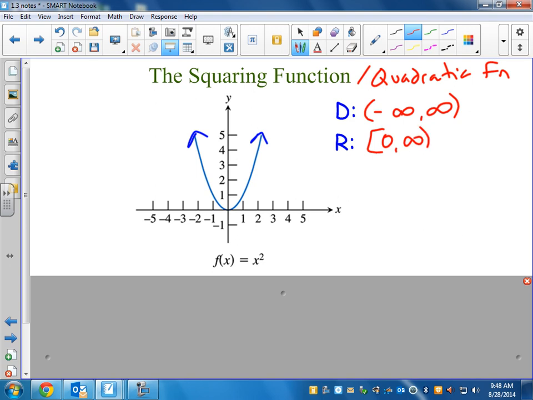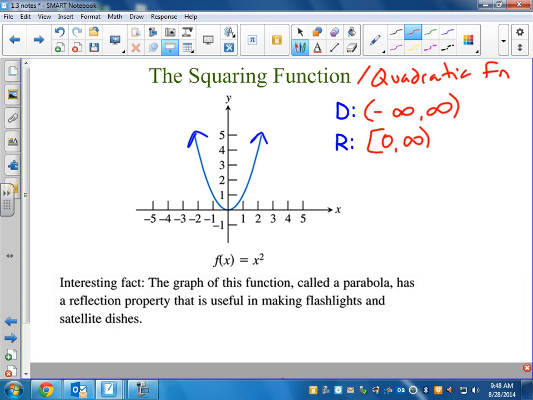And on a quadratic, the range will always be restricted because there's always either a low point or a high point if it's going down. Interesting fact, the graph of this function called a parabola has a reflection property that is useful in making flashlights and satellite dishes. So thank you, math, for giving me satellite TV.